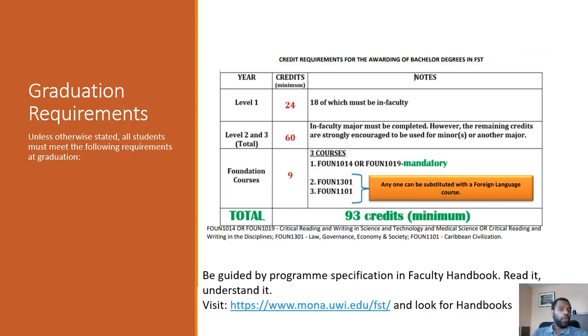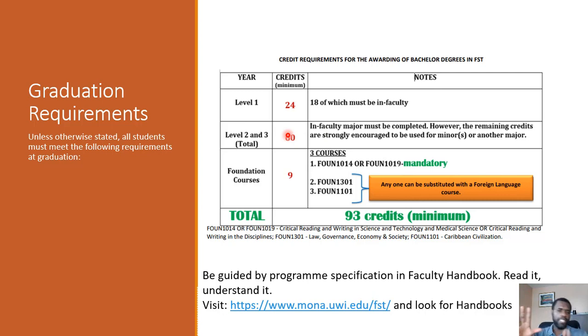So you are on your academic journey, and at this time, I will assume that all of you have met this requirement here, that you have a minimum of 24 credits at level 1, at least 18 of which must be within the faculty. If you haven't met that requirement, ensure that you meet the requirement as soon as possible. You're now beginning the part of your academic journey where you're going to be working towards accumulating the 60 advanced credits that you're going to need to graduate.